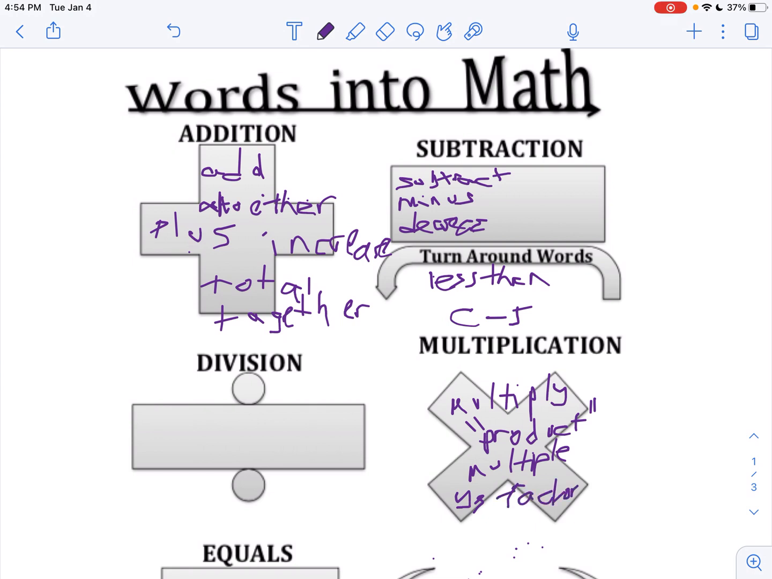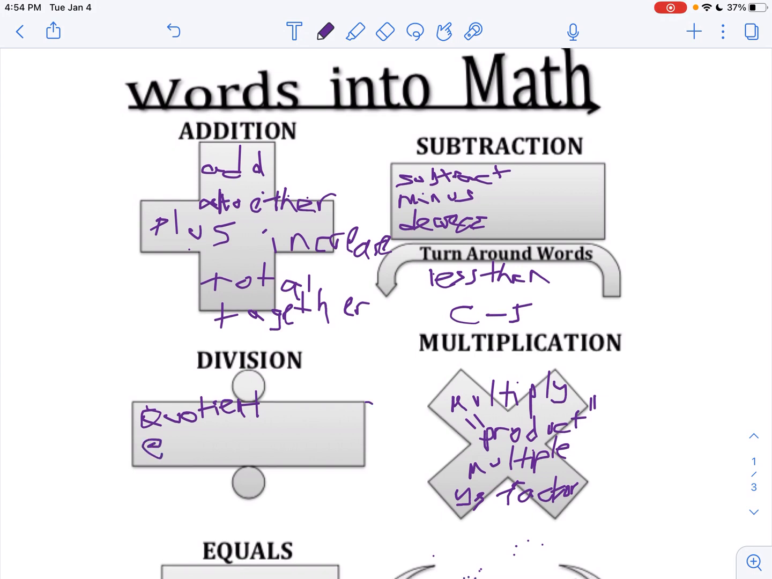Now we have the corresponding words that mean divide. So in divide, the answer to a division problem is called quotient. And then we have like equal pieces. That would mean we're going to divide it. And split. These are not all inclusive.